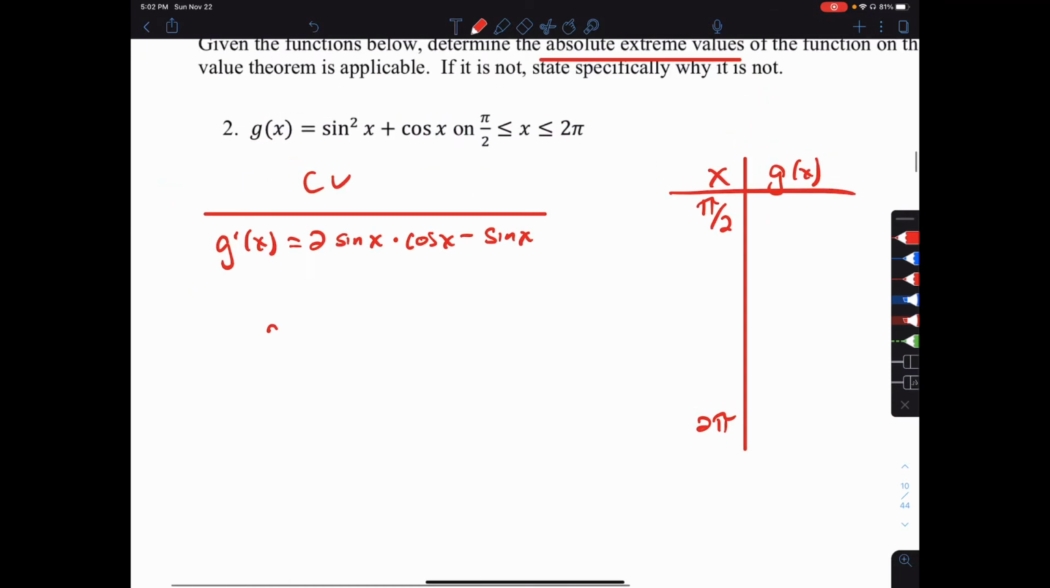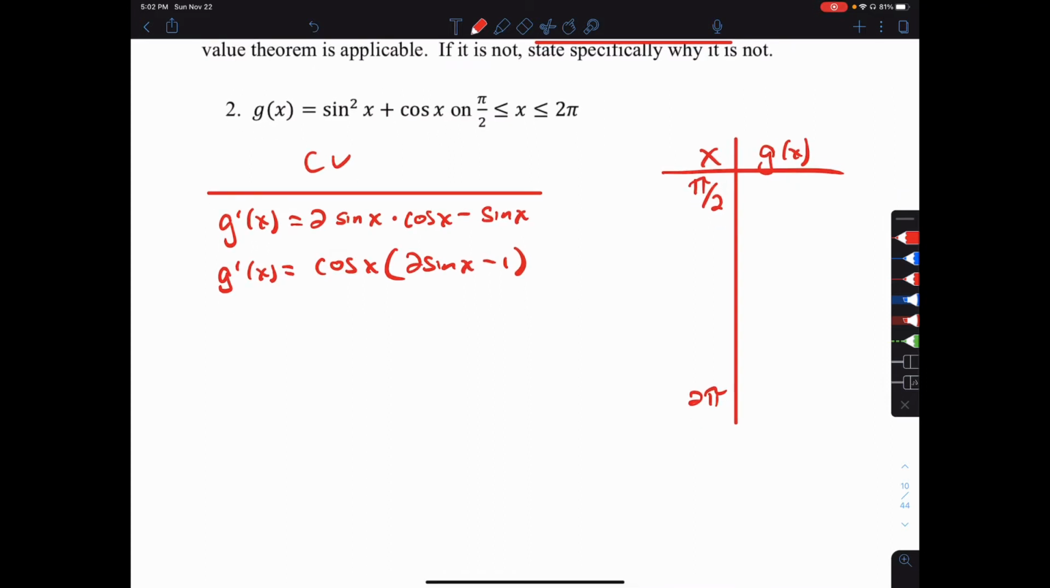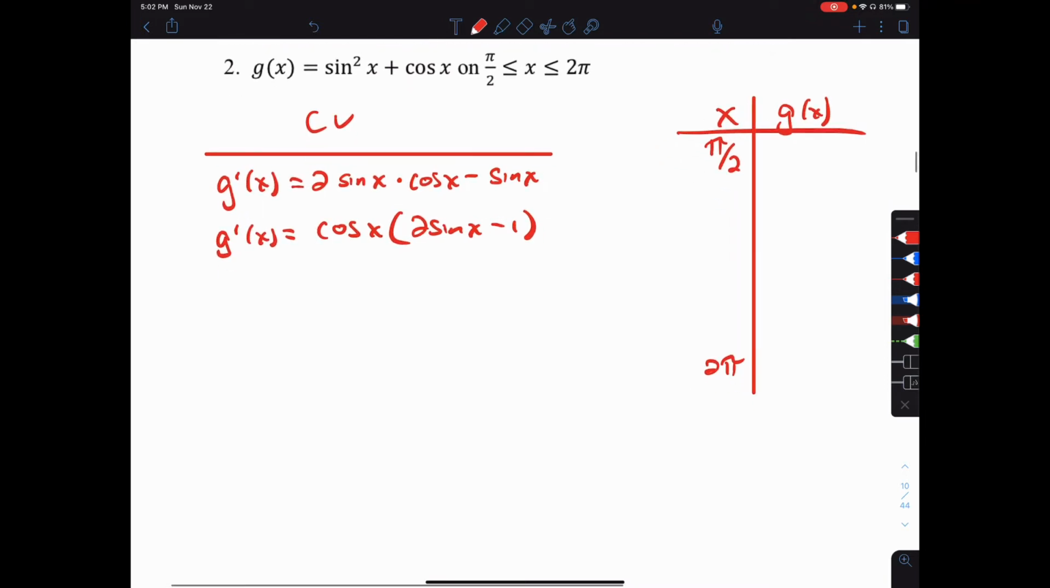Always want to factor when we can. If we factor a cosine of x to the front, we're left with 2 sine of x minus 1. Critical values come from when the first derivative is equal to 0 or when it's undefined. This function's never undefined because there's no denominator with variables in it. So when is g prime equal to 0? It's whenever cosine's equal to 0, and it's whenever 2 sine of x minus 1 is equal to 0.